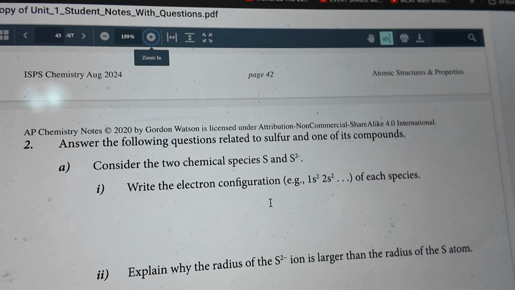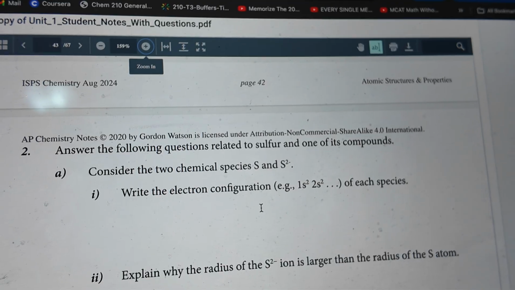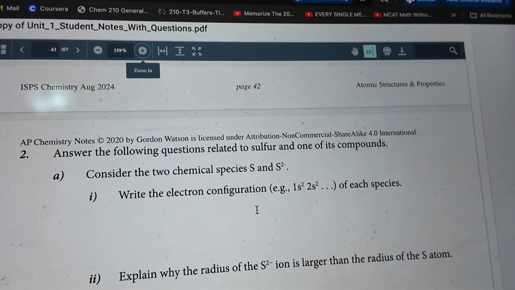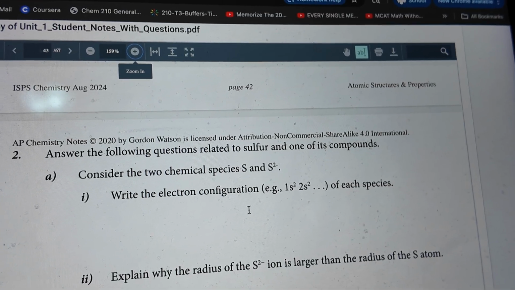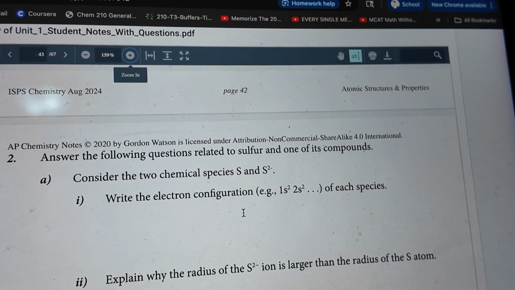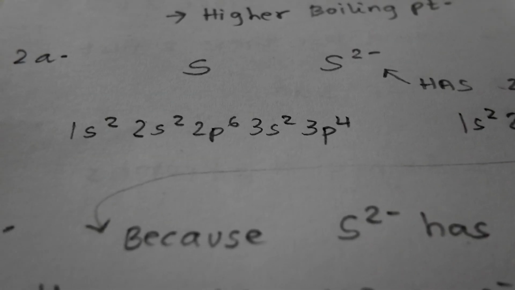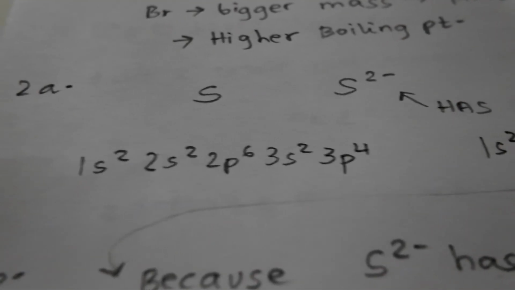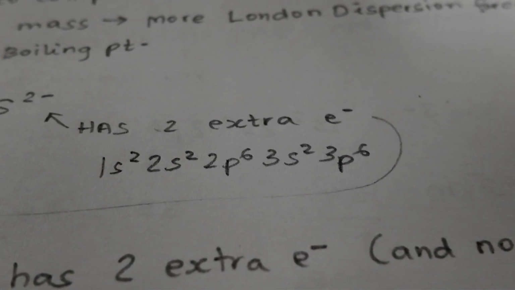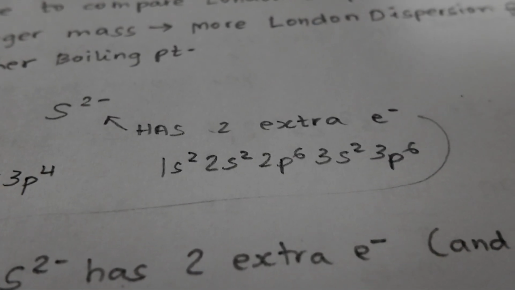Okay, consider the two chemical species, sulfur and sulfur 2 minus. Write the electron configuration of each. That's pretty easy. S2 minus just has 2 extra electrons, which I've written out. So this is S as it is normally, sulfur: 1s2, 2s2, 2p6, 3s2, 3p4. You can refer to the periodic table. And this one just has 2 extra electrons. That's how it gets the -2 charge.